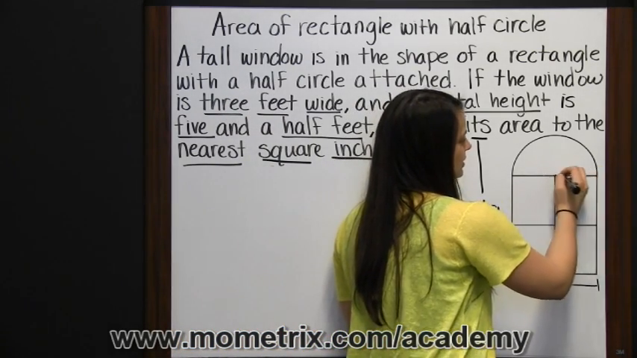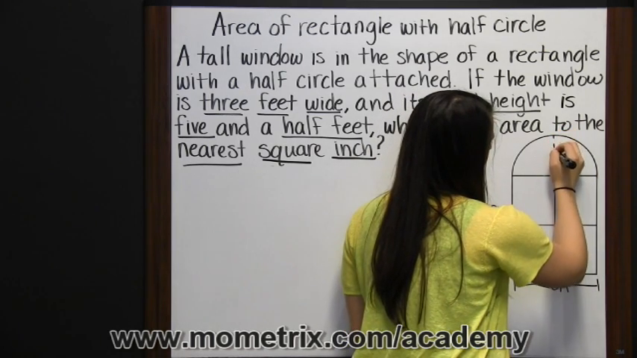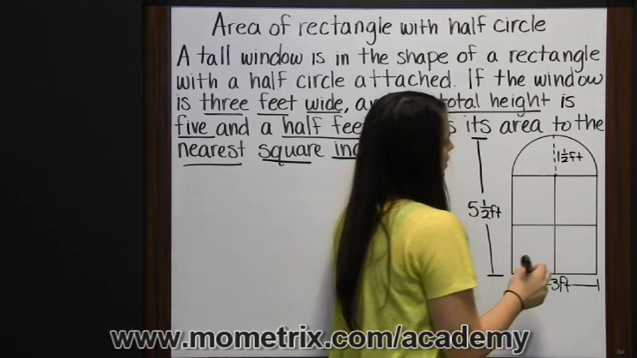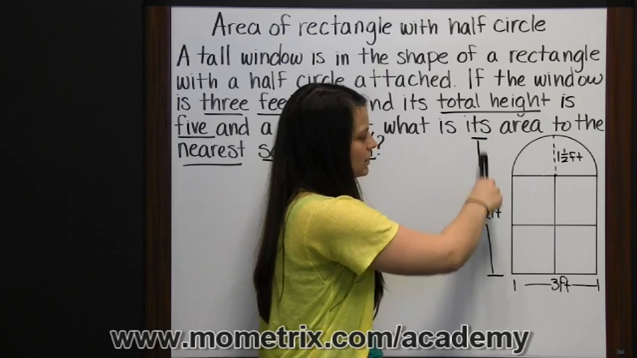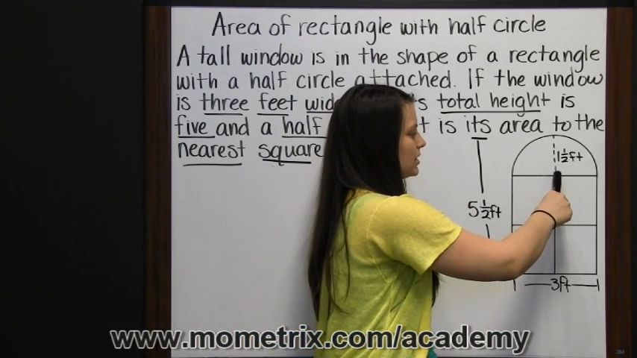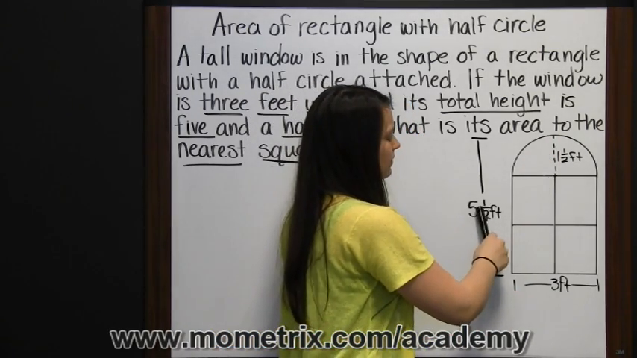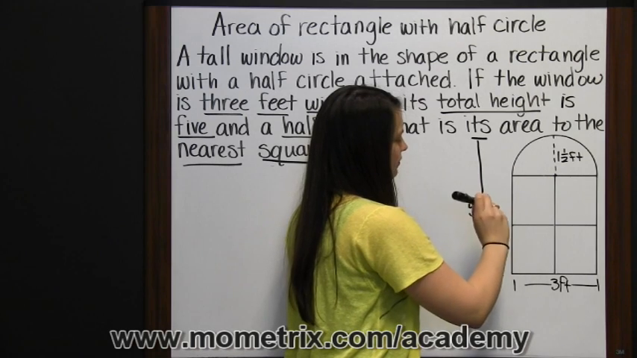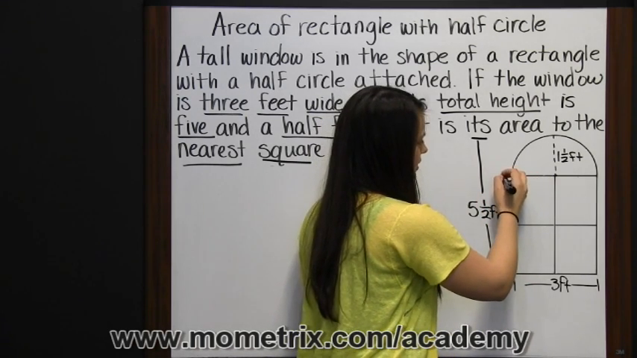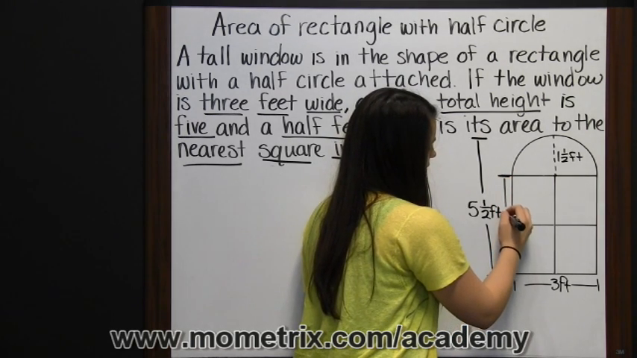So that means that this distance here is 1.5 feet, but also this length is 1.5 feet. If our total height is 5.5 feet, and it's 1.5 feet from the top of the rectangle to the top of the semicircle, then we can subtract 5.5 minus 1.5, and we can find the length of our rectangle. So this distance here to here is 4 feet.